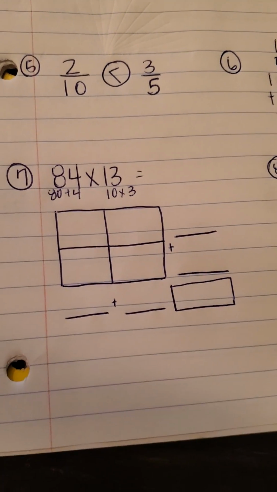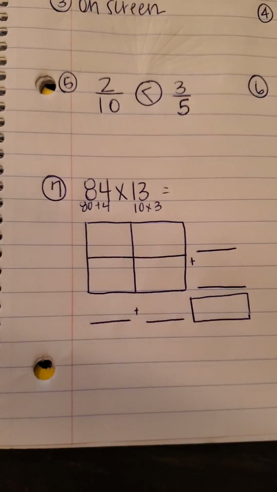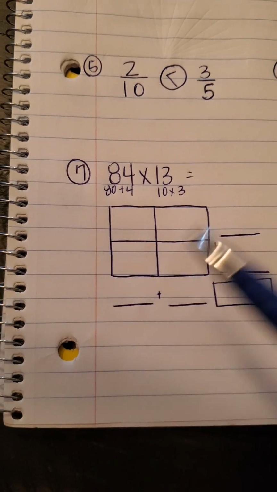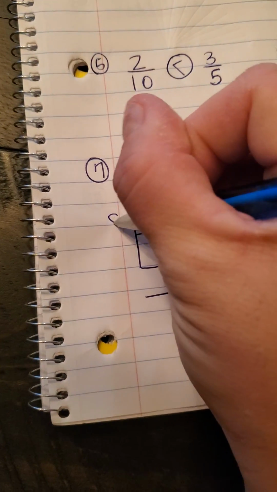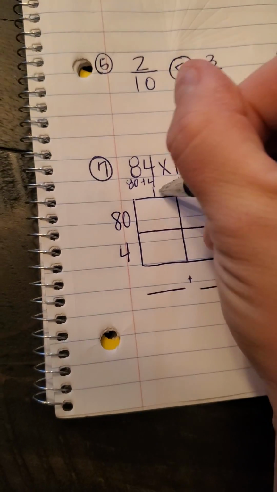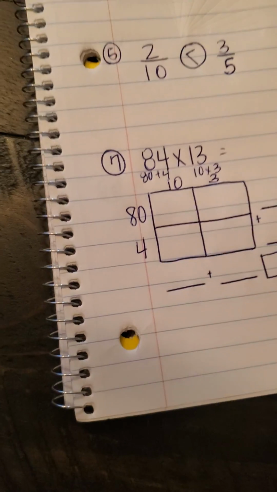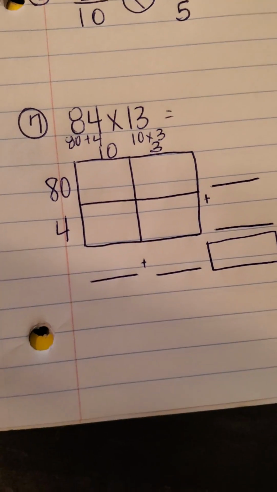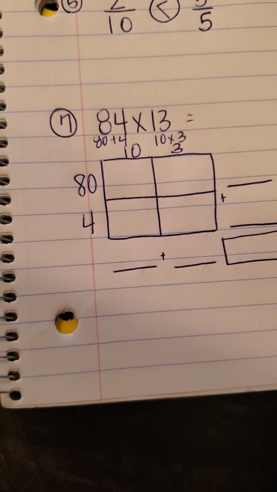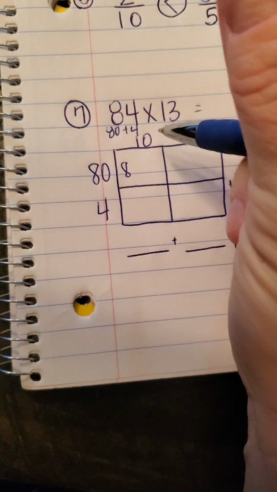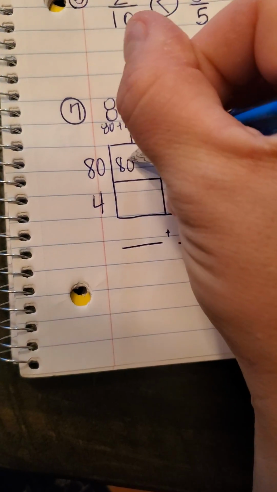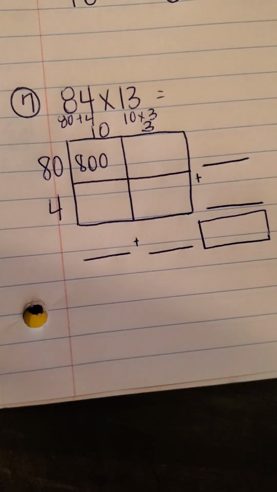Now remember, with multiplication, it does not matter which side you put them on. I'm going to put 84 on this side over here and 13 at the top. So I'm going to put 80 right here, 4 here, 10 here, and 3 here. Okay, now I can multiply. What is 1 times 8? That is 8, but I'm going to have to add 2 zeros. Okay, so 80 times 10 is 800.